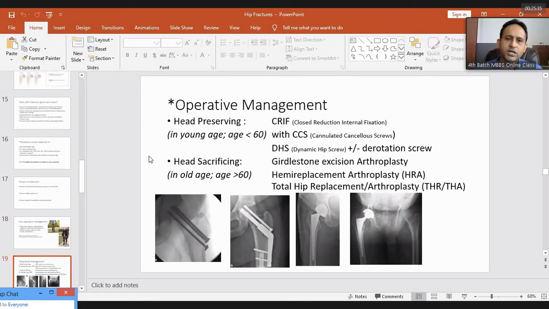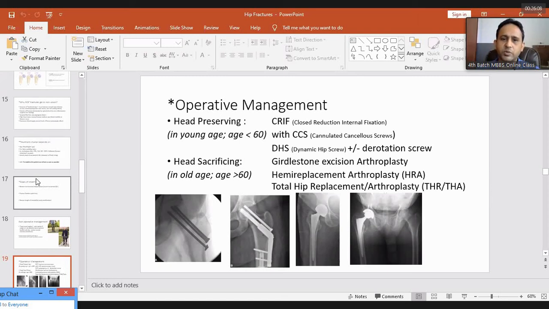So the operative management, very important slide. So let's say if it is a young patient, you want to preserve the head. Why? Because the native head has got a good blood supply, and it should be lasting for a long time. But if it is a prosthetic hip, it has some drawbacks, because its lifespan is maximum about 20-25 years. So you don't want to repeatedly do surgery in a young patient. So if it is a young patient, you try to preserve his head as far as possible.